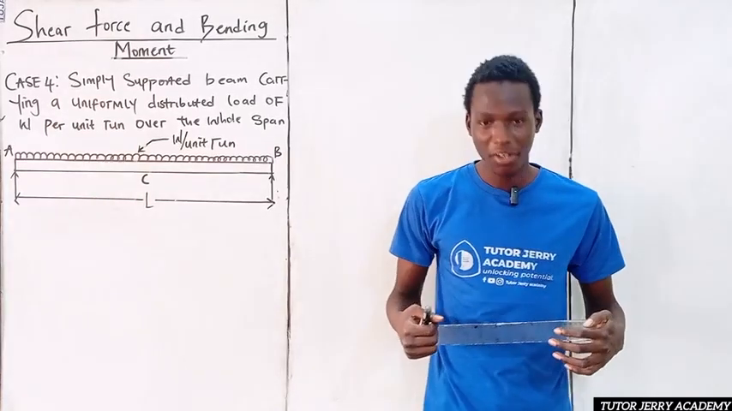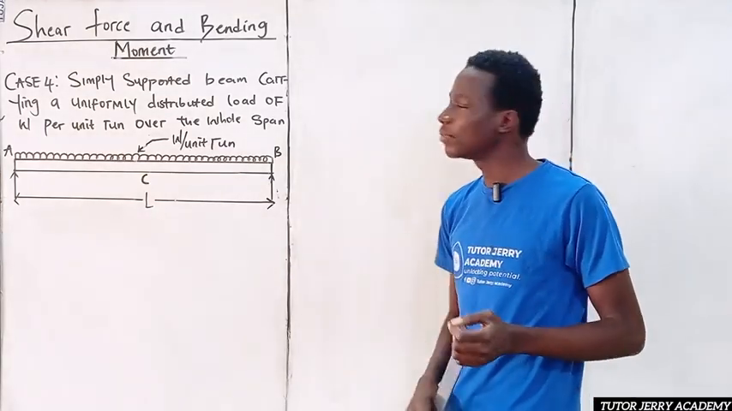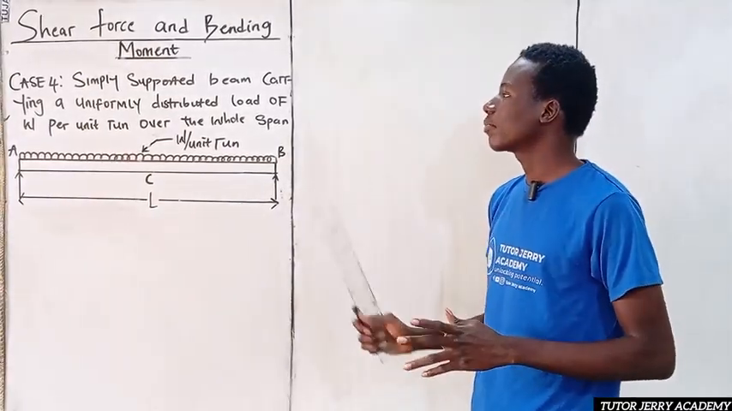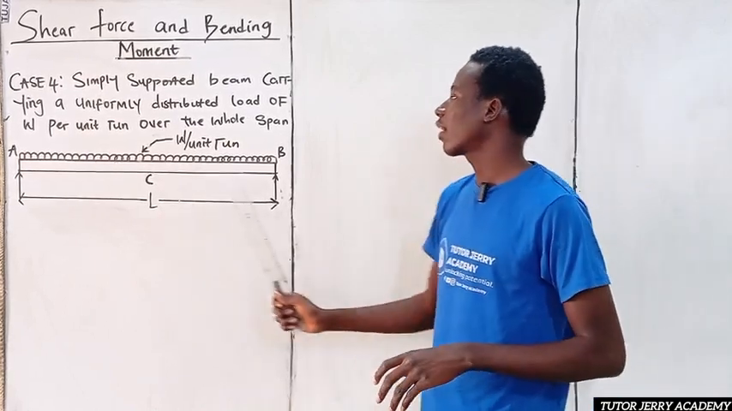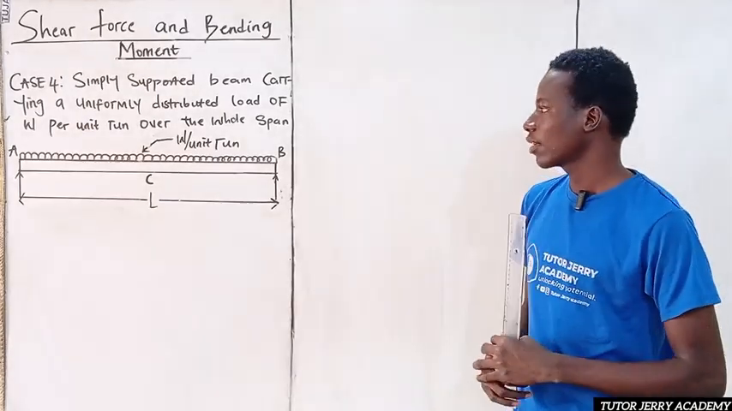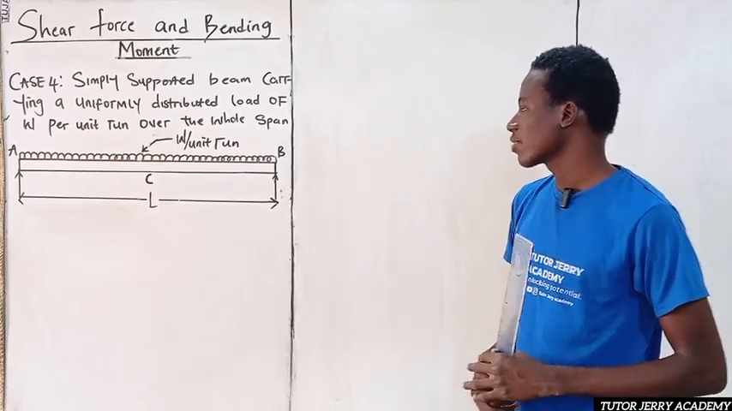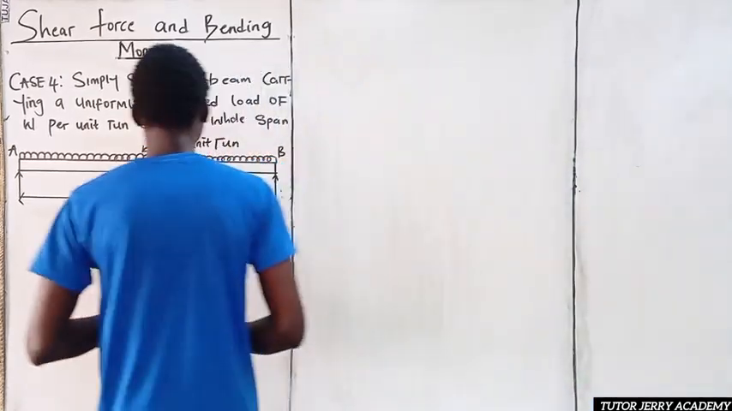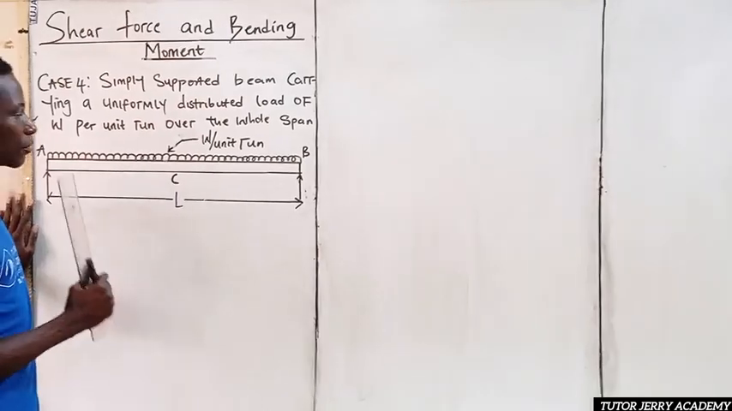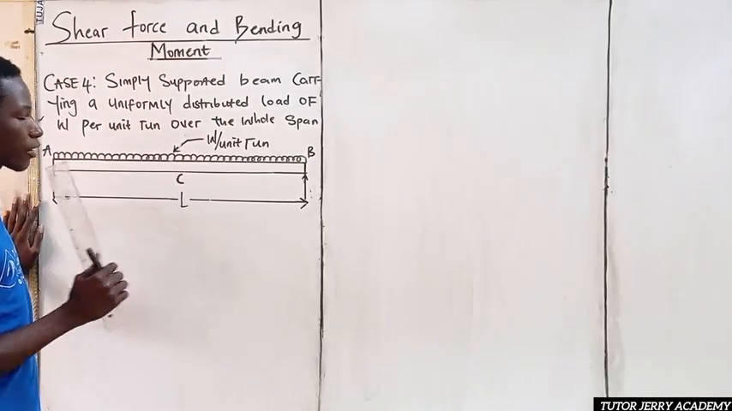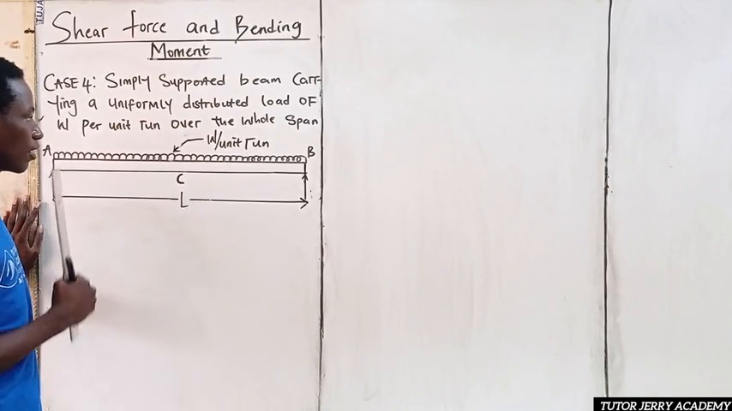Hello and welcome. We are going to be looking at case 4, which is a simply supported beam that is carrying a uniformly distributed load of W per unit run over the whole span of the beam. So we are going to be dissecting this beam. On this beam we have a uniform distributed load, and we are going to be looking for the shear force, the bending moment, and the maximum bending moment.